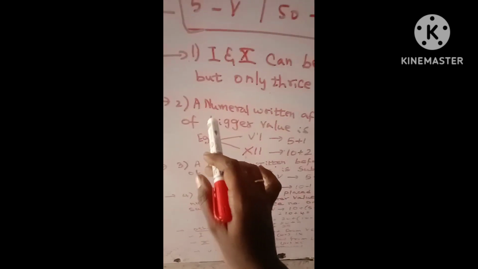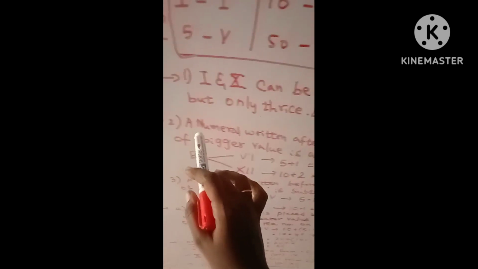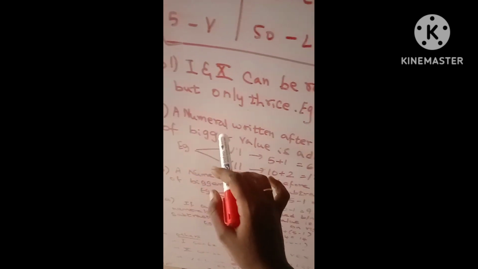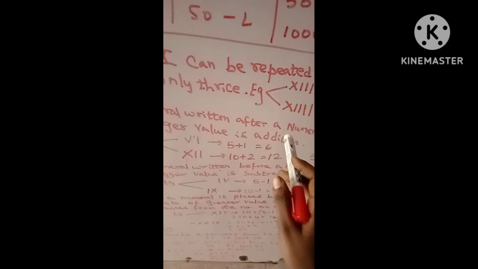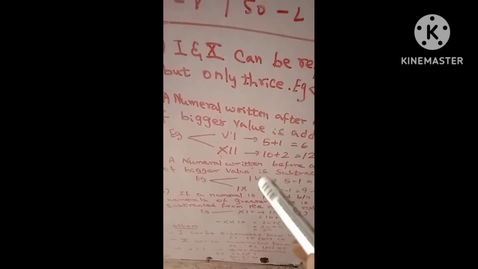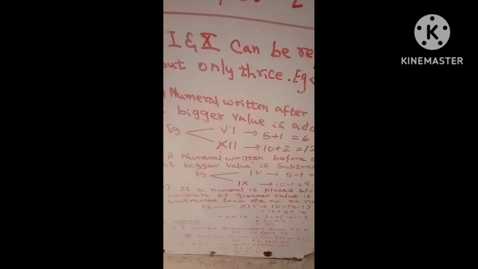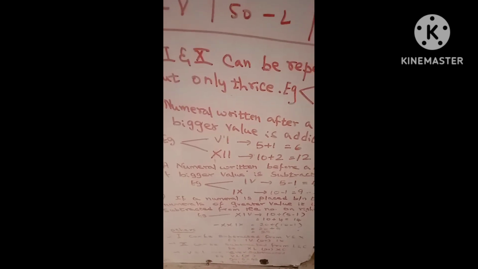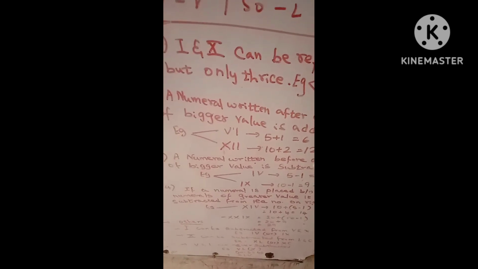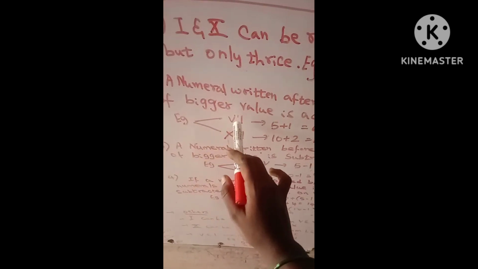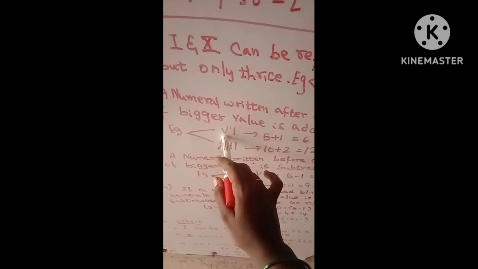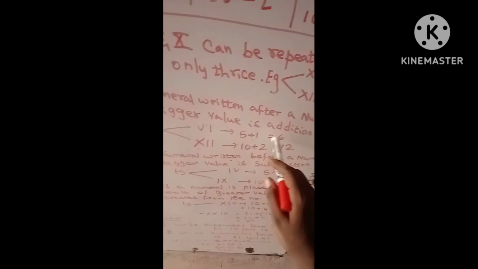Hope you understood. The second rule is that a numeral written after a numeral of a bigger value is addition. So we are writing two numerals, and the smaller numeral will be written after the bigger numeral. It means the operation done here is addition. So the example is 5 plus 1. 5 plus 1 gives you 6.